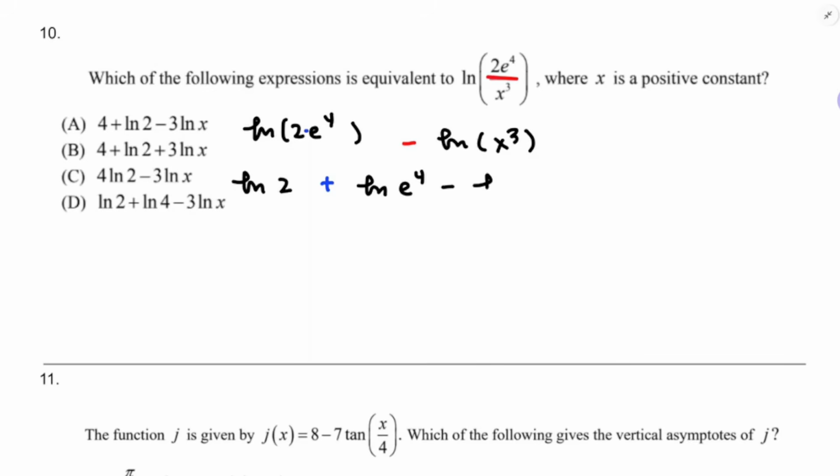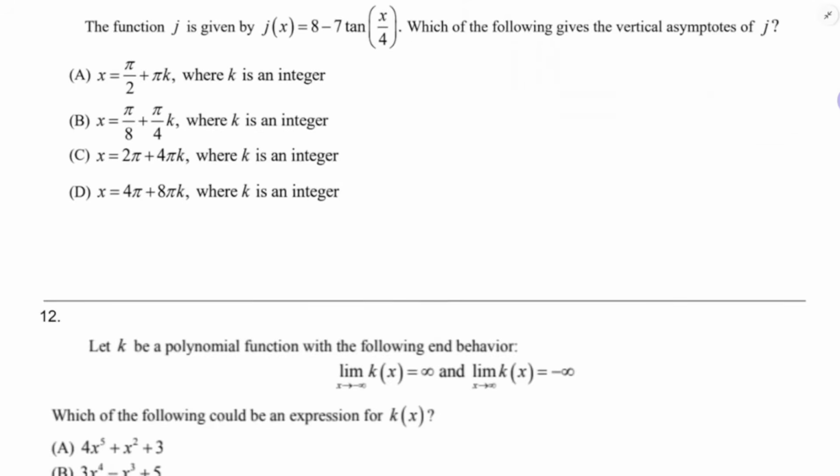Minus natural log of x to the 3. Okay, now x to the 3 right there, that's a power on the inside of a log, in the argument, so we can swing that around the front, like a multiplier. So that's where I'm going to have log of 2 plus 4 minus 3 natural log x. Okay, so 4 plus log 2 minus 3 log x. That's A right there. All right.